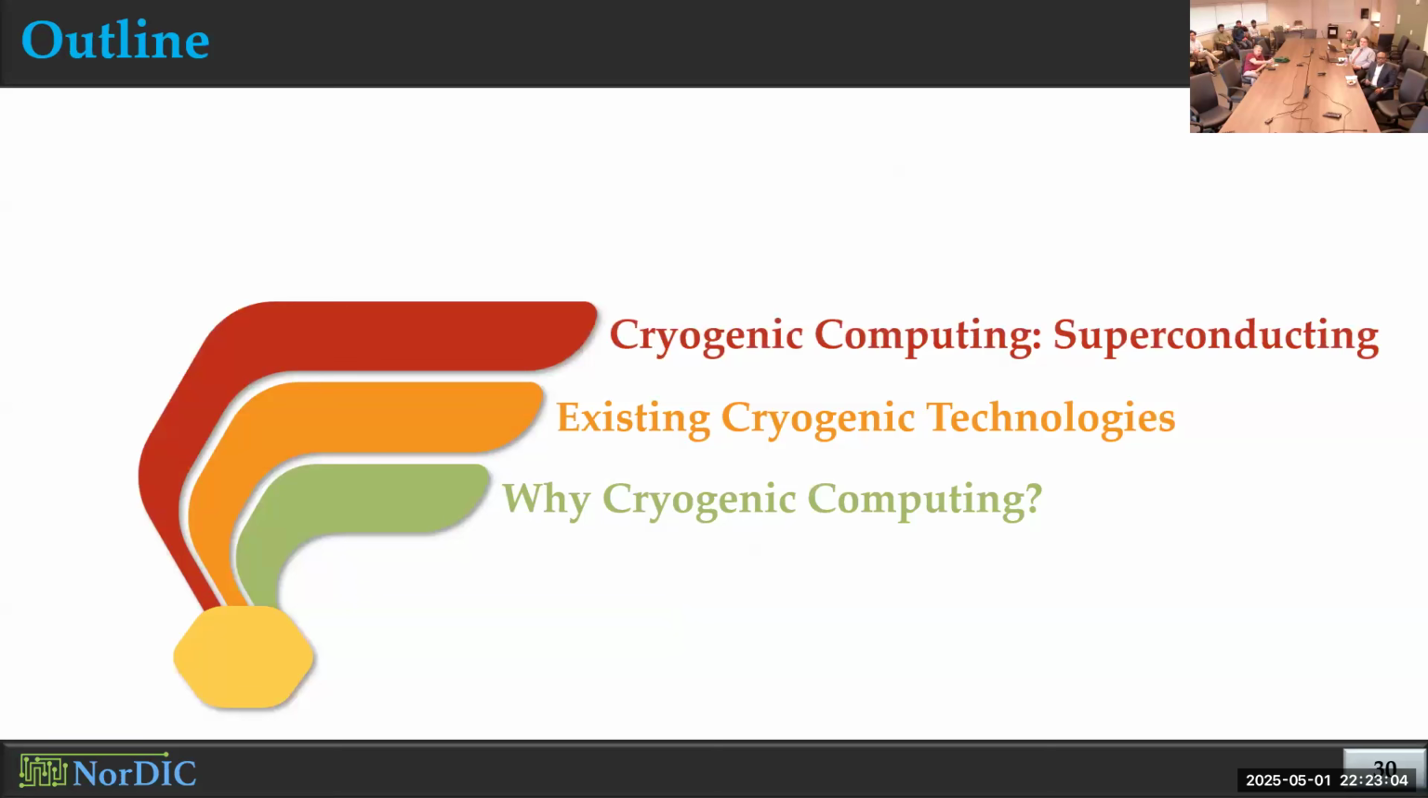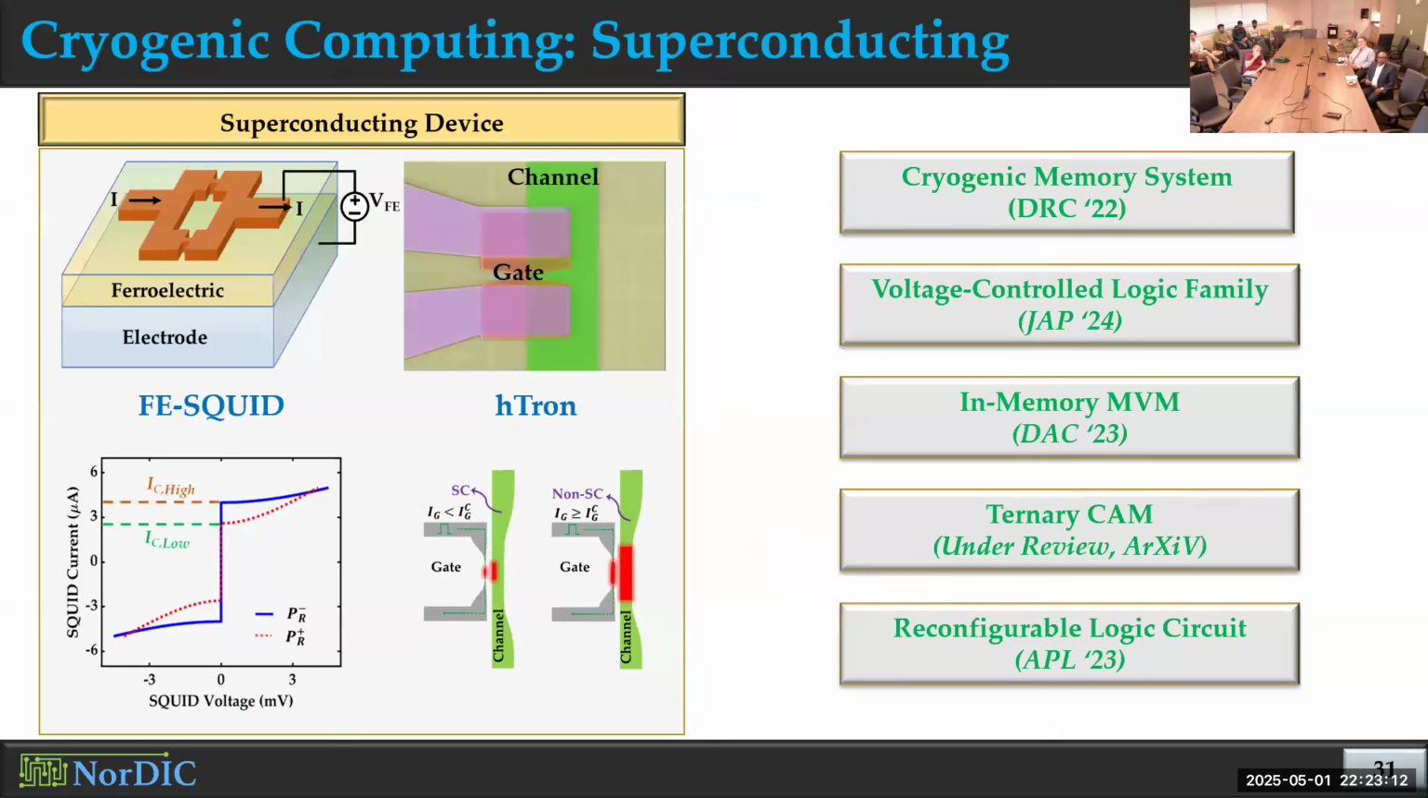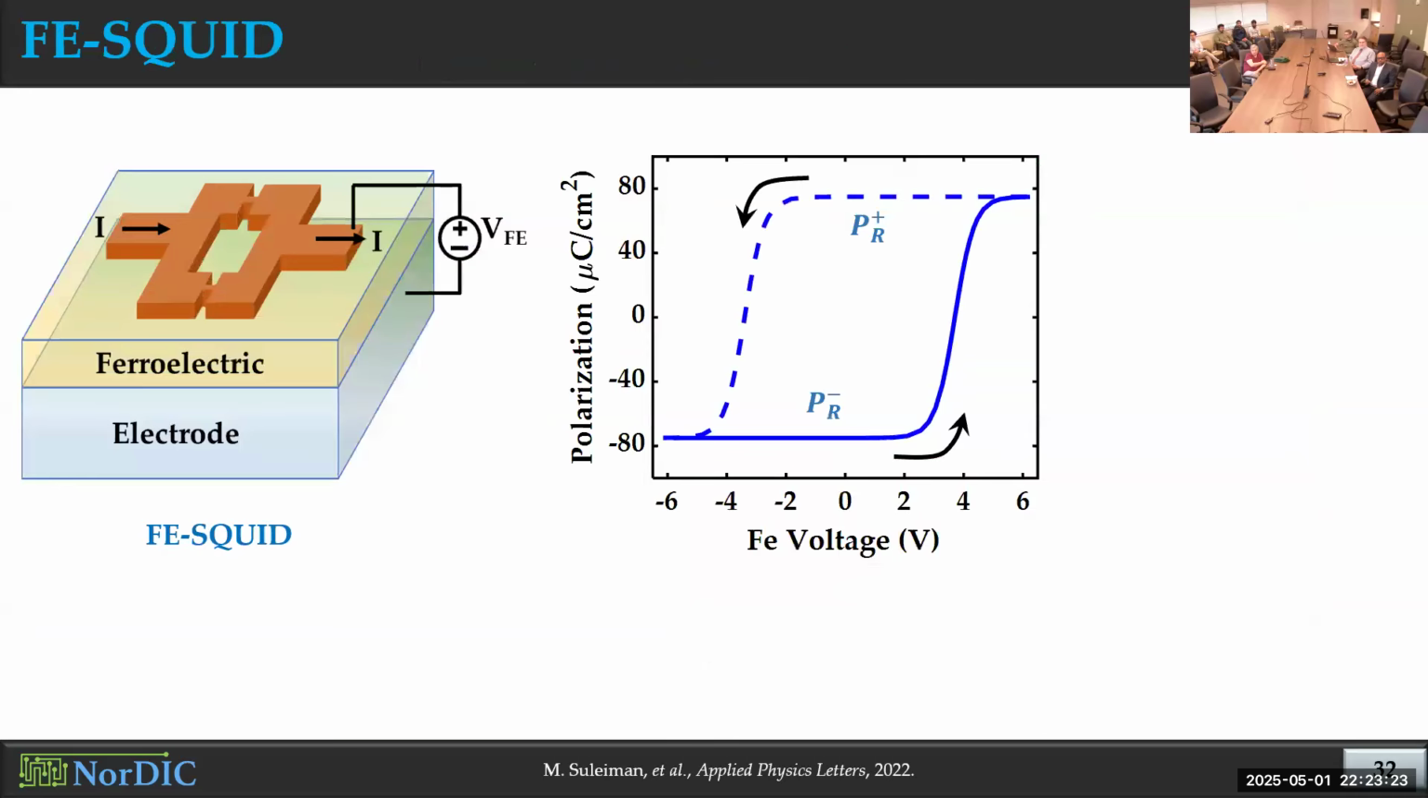Now I'll move to my works on cryogenic computing. And as I mentioned, I have divided the presentation into two parts. So I'll start with my works using superconducting technologies. And as I mentioned, I will have used these two unique devices, ferroelectric SQUID and heater fraction, to design different components of cryogenic computing system. And I will talk about this one by one. But before that, I will briefly introduce these two technologies, ferroelectric SQUID and heater fraction.